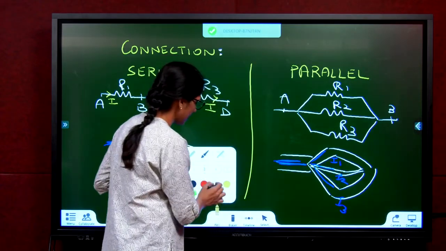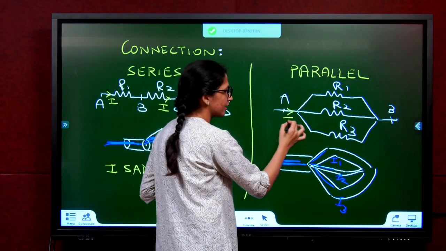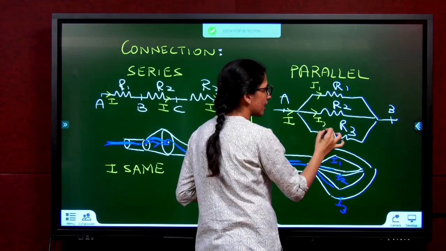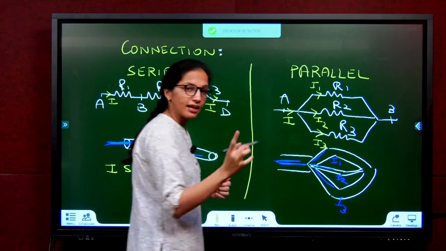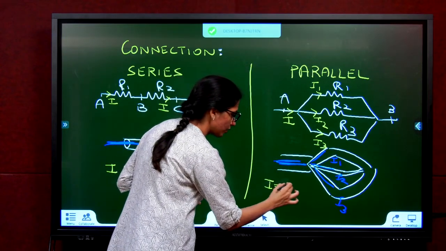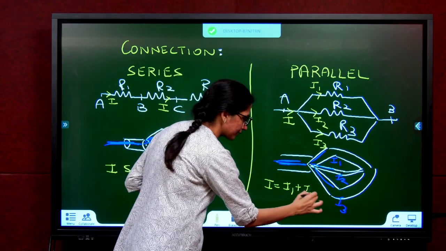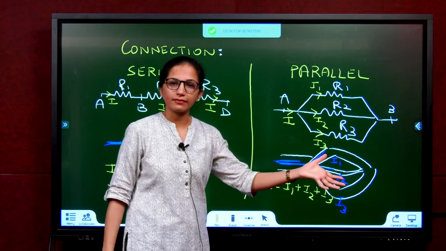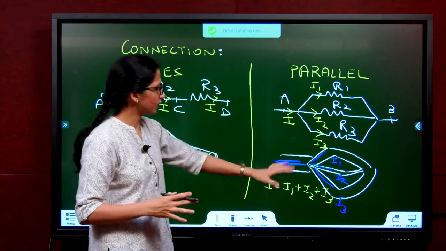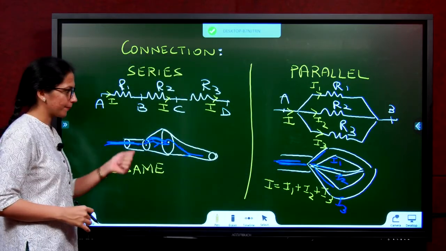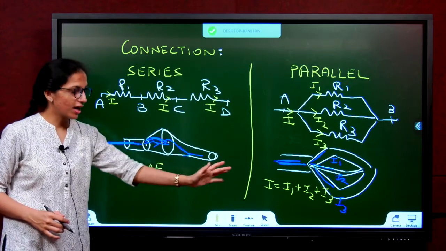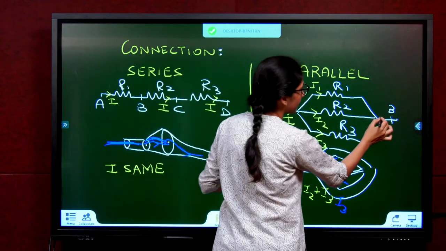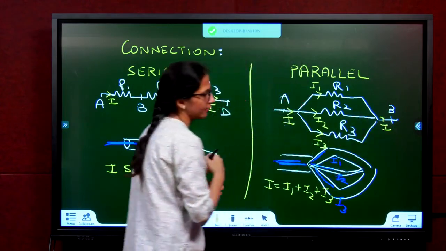So I is entering here, it is going here becoming I1, I2, I3 such that I is equal to I1 plus I2 plus I3. Why? Because the main current I is itself dividing. It is dividing into 3. So here I is same. There you don't have I1, I2, I3. There you have I equals I1 plus I2 plus I3. After they finish this, they come back and become I again.